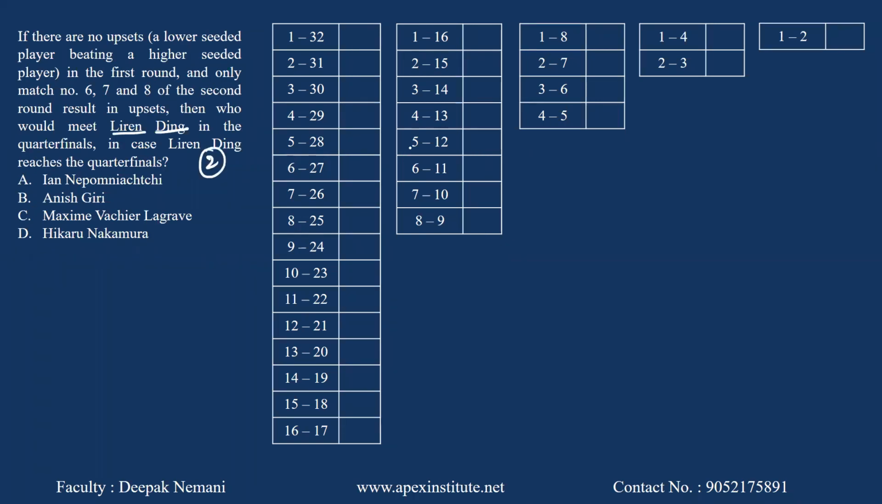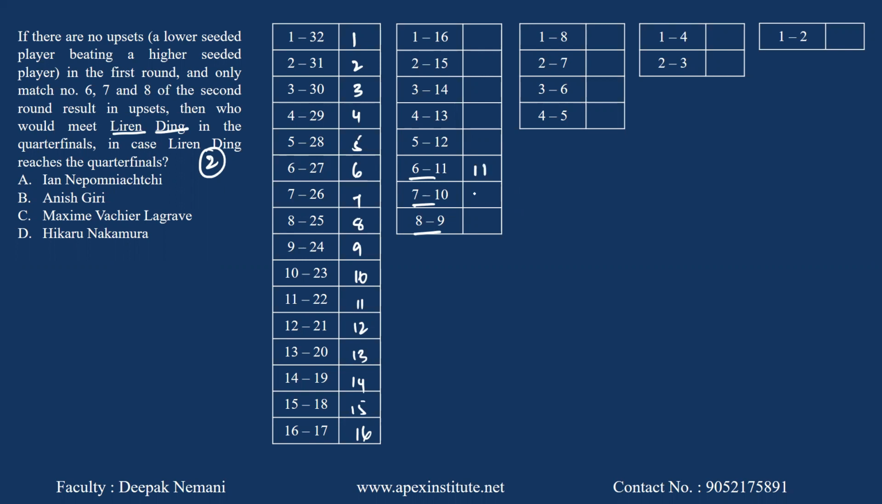Okay. So there are no upsets in round 1. So 1, 2, 3, 4, 5, 6, 7, 8, 9, 10, 11, 12, 13, 14, 15, and 16. Now these are the ranks of players who have moved to round 2. And in round 2, only match number 6, 7, and 8. There are upsets in only these 3 matches.